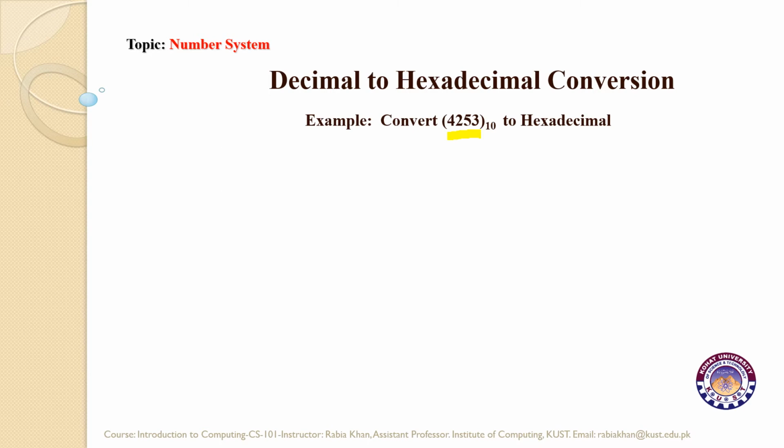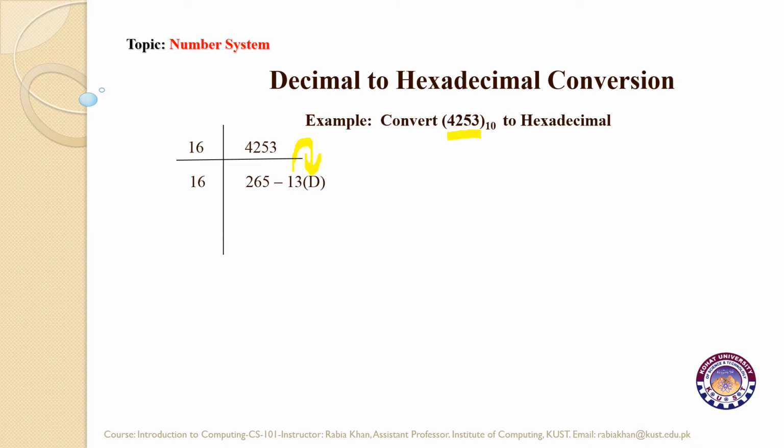So let's proceed with the division. The number is 4253 and we are going to divide it by 16. The result would be 265 as quotient and 13 as remainder. But keep in mind, 13 is not a digit in the hexadecimal system, so we have to write its respective symbol, which is D.